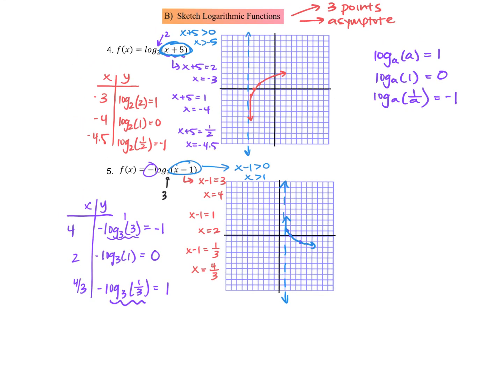If you compare these two graphs, they definitely look a little bit different. The second one is actually a decay scenario, and it's caused by that negative on the outside, which is a vertical reflection. So it's flipped it upside down vertically.